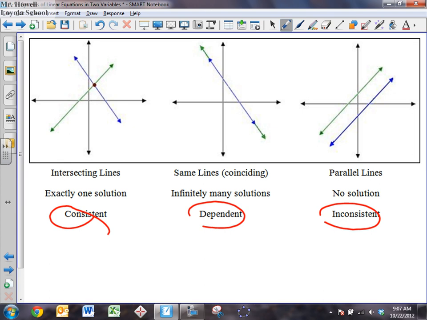And then the second example that Michael gave us was the parallel lines, where there are no solutions. So we have three possible scenarios that we're going to look at today. Questions? Are we good on this so far? All right. Let's take a look at some examples.